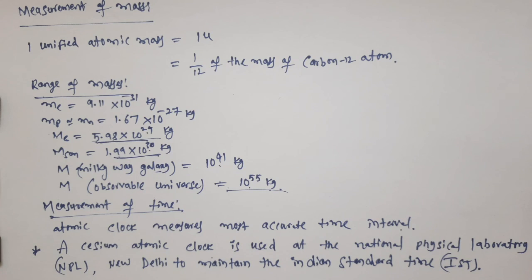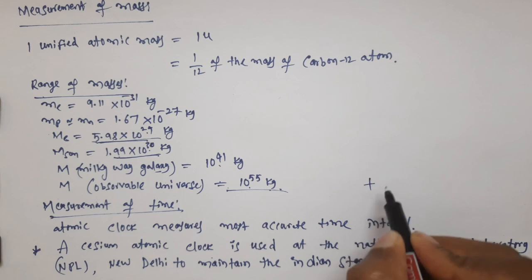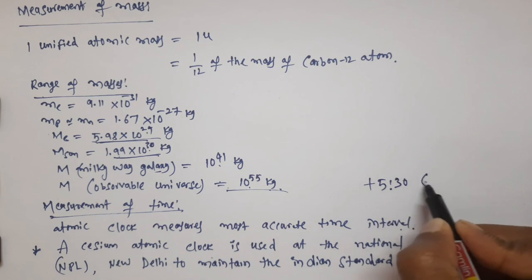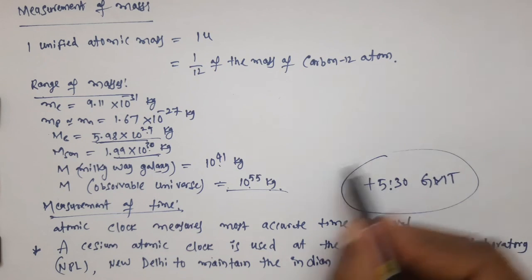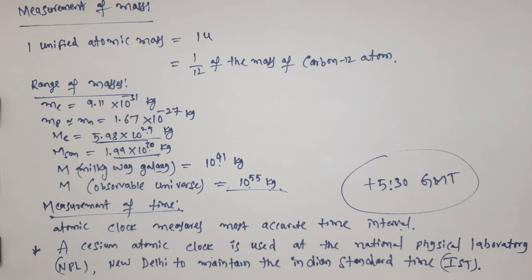IST means we are plus 5.5 hours compared to GMT, Greenwich Mean Time. So we are always 5.5 hours ahead of GMT, isn't it? So to maintain IST, to measure time accurately, what do we use? We use a cesium atomic clock, which is placed at the National Physical Laboratory. That institute is in New Delhi. So this is the way. What I want to tell you is that when it comes to measurement of time, atomic clocks measure a more accurate time interval compared to normal clocks.